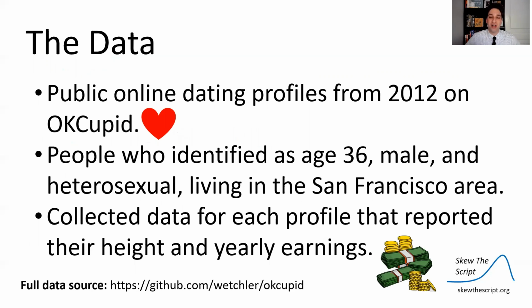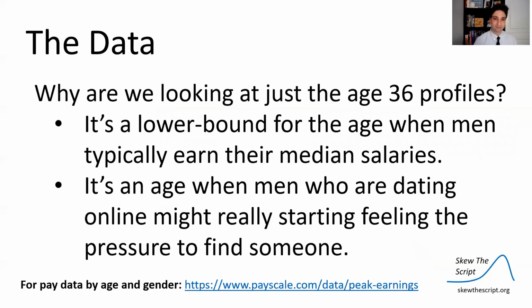Now, the data set is of people who identify as age 36, male, heterosexual, and living in the San Francisco area. And I collected the data for each profile that reported their height and their yearly earnings. Now, why am I looking at age 36 profiles? Well, it's a lower bound for the age when men typically earn their median salaries. And it's also an age when men who are dating online might really start to feel the pressure to find someone and settle down.